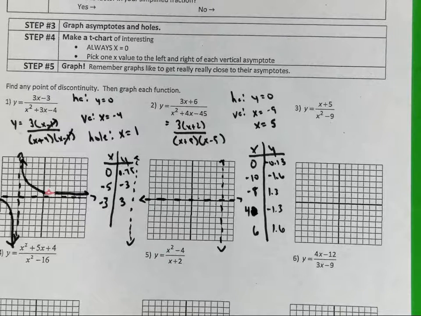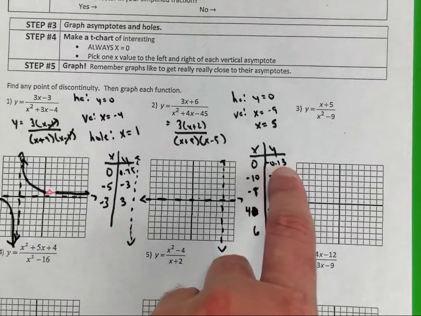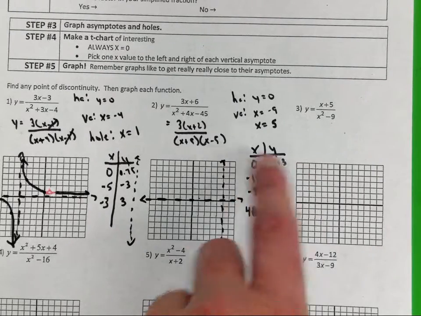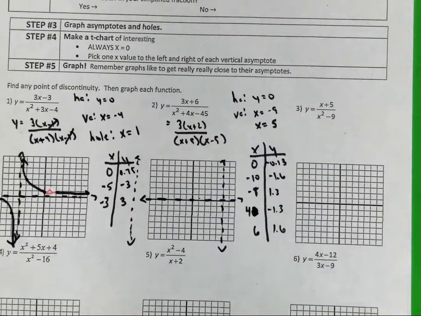Yeah, but the reason I wouldn't put it as a fraction is because a decimal, you can graph that better. You might have trouble with where the decimal goes. Like I just rounded to the nearest tenth. Like at 0, I got -0.13. I mean, I did 2 places for that one. But -10 is -1.6. -8 is 1.3.